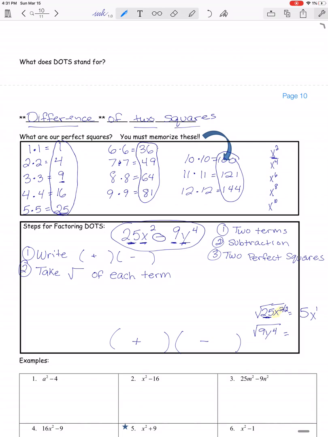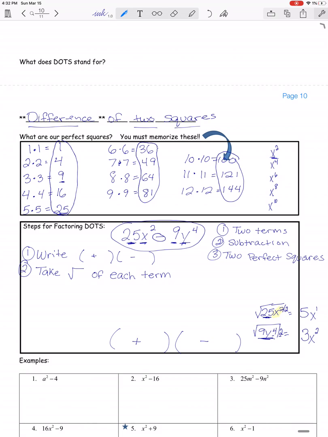So now I want to take the square root of the next term, which we have as 9y to the fourth power. So I do square root of 9 in my calculator, and I get 3. Y to the fourth power. Remember, when we are taking the square root of an exponent, we are just dividing it by 2. So 4 divided by 2 gives me 2.